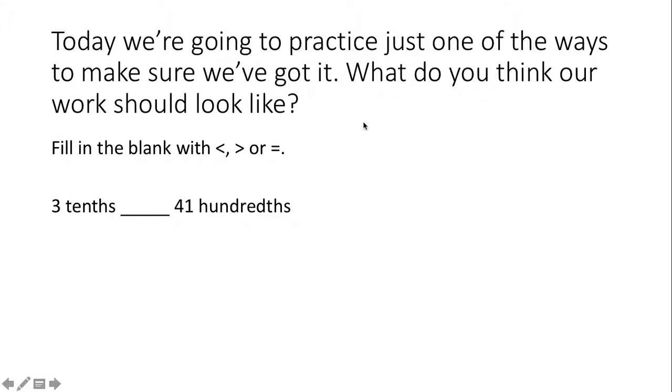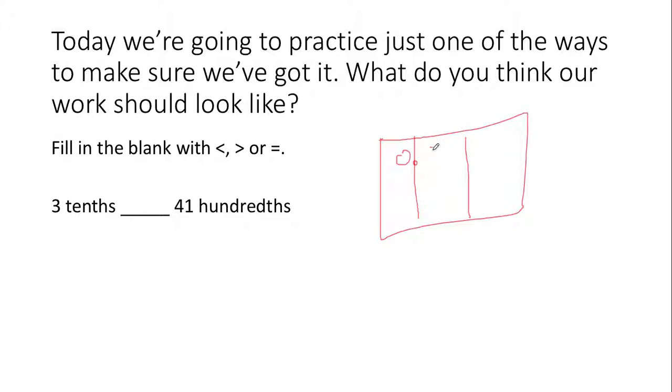What do you think our work should look like? Let them tell you: place value chart, and then, right, you're doing your chart. 3 tenths, looks like that. 41 hundredths, looks like that. We're going to just focus on putting the 0 in, right?